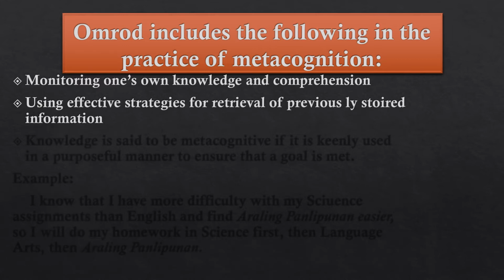Another, using effective strategies for retrieval of previously stored information. Now, for example, you are presented with a task or an activity by your teacher, and you have recalled that in another activity presented before, you made use of an effective strategy, and you are going to use it today again. Then you're making use of metacognition.